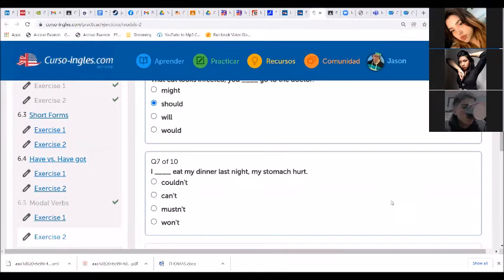I won't eat. I must eat my dinner last night. My stomach hurt. All right, the clue is here. Last night. Present, future. The only one in the past is ding, ding, ding, the past tense of can, right? So, ayer no pude comer mi cena. Duele mi panza, all right? So, I couldn't. I couldn't eat my dinner last night. My stomach hurt. Good, all right?